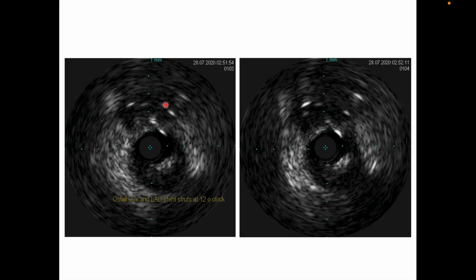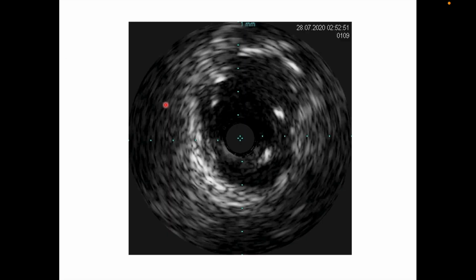And the more you pull from the ostium of the circumflex and come towards the left main, what you actually see is that the LAD stent is extending into the distal left main stem, and that's the only space left for the circumflex. So the stent is actually not right at the ostium of the LAD, it's slightly into the distal left main, and it is impinging upon the circumflex ostium, and this is a slit-like space left for the circumflex ostium from which the flow is going.